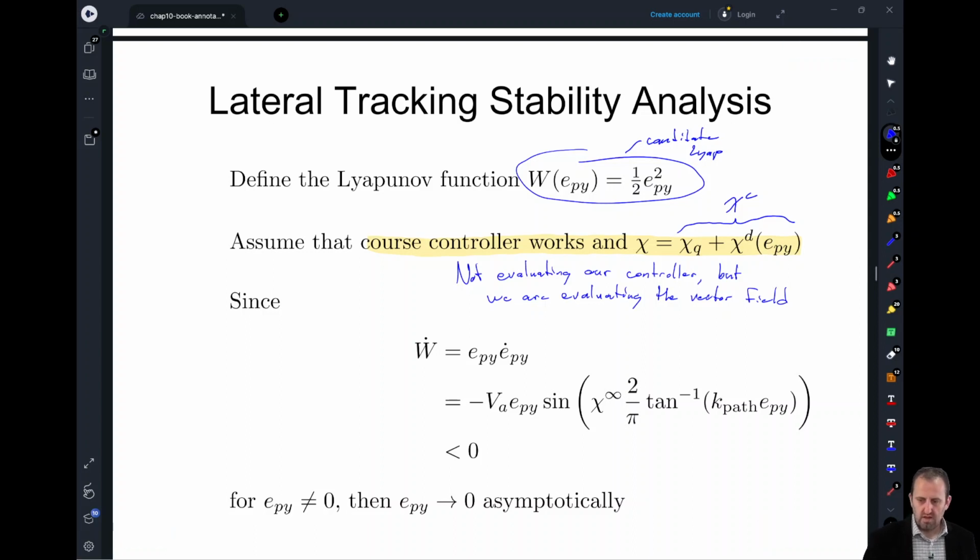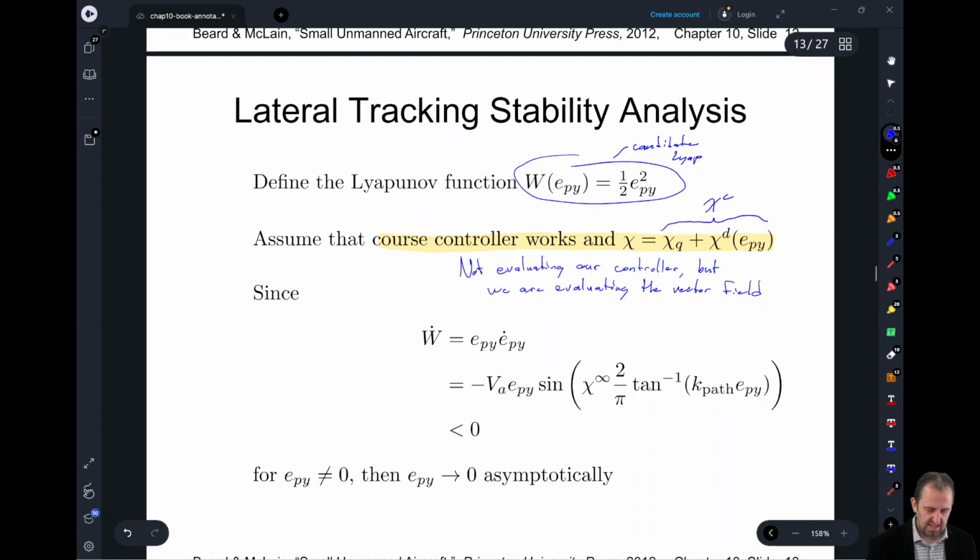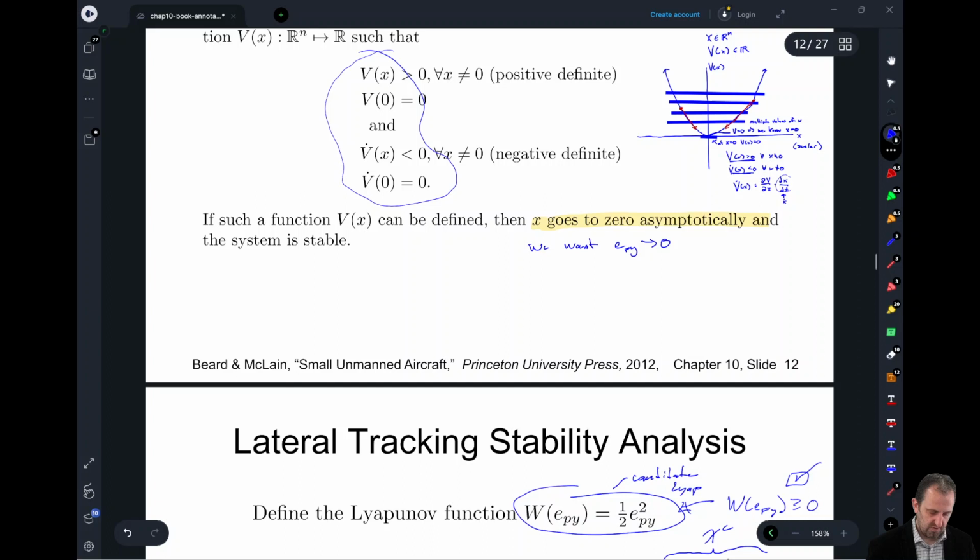So it might be a tad unsatisfying because we're not taking into account the actual motion of the vehicle. All we're taking into account is if we were to be a point following this vector field exactly perfectly, would we get to that line? And the answer is yes. So in this case, we've defined a Lyapunov function, right? So W of e_py is greater than or equal to 0. So that's our first condition for being a Lyapunov function.